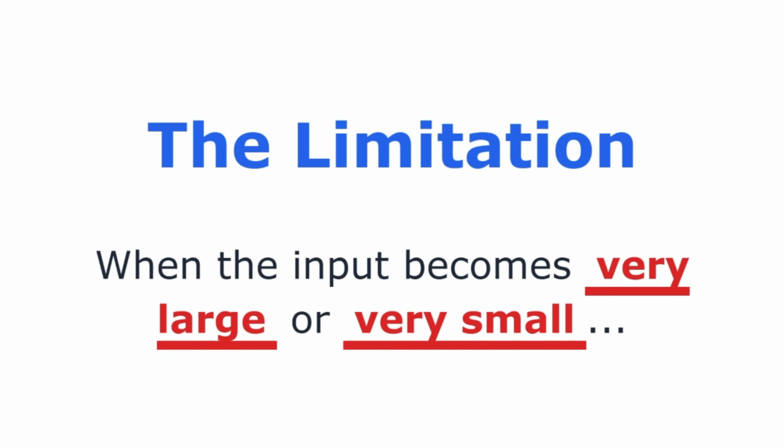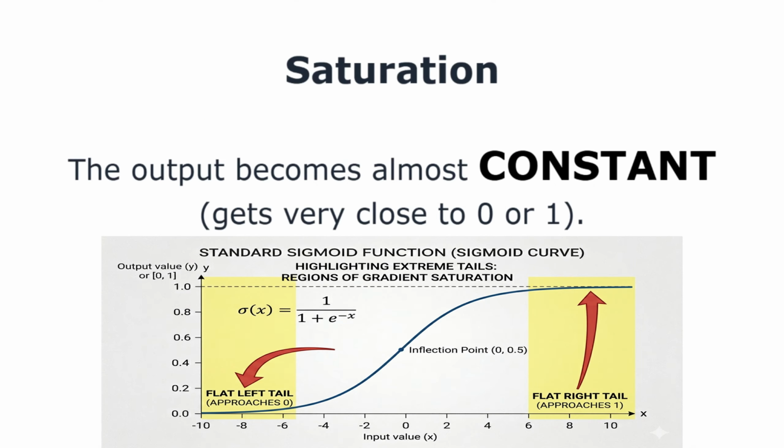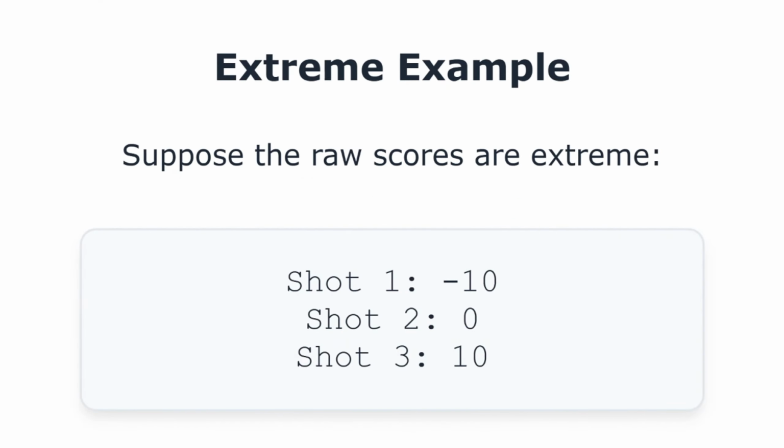When the input becomes very large or very small, the output becomes almost constant. It gets very close to either 0 or 1. And when that happens, the gradient becomes very small, which means the learning slows down significantly. If we consider the same goal prediction example, suppose the raw scores given by the model are extreme like this. Shot 1 has a score of -10. Shot 2 has a score of 0. Shot 3 has a score of 10.